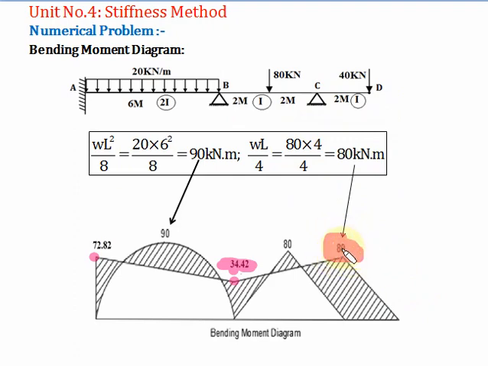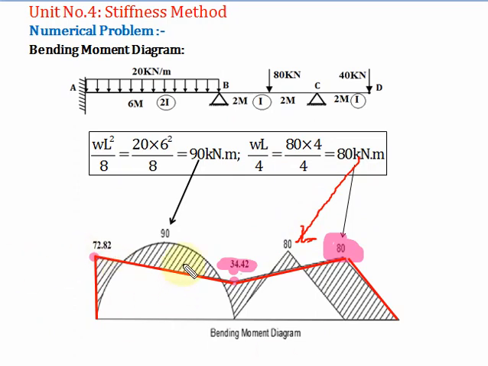Now after showing the values, you have to join them by a straight line, like this. So this is the free bending moment diagram. Here I have shown this arrow wrong. Actually this arrow is here. So this is the fixed bending moment.